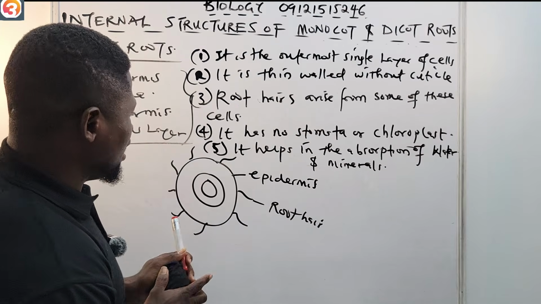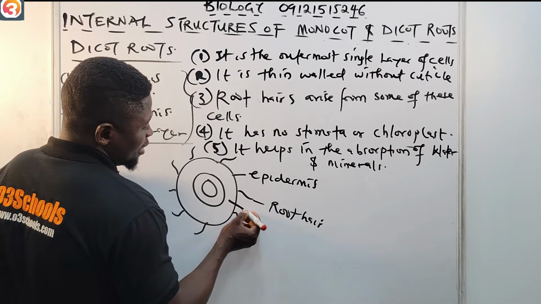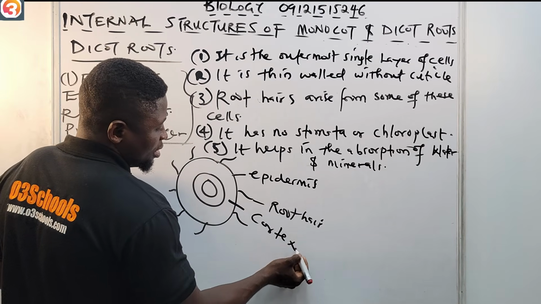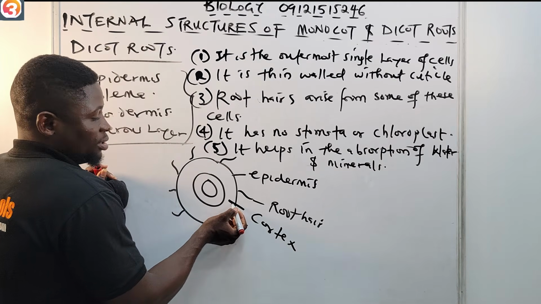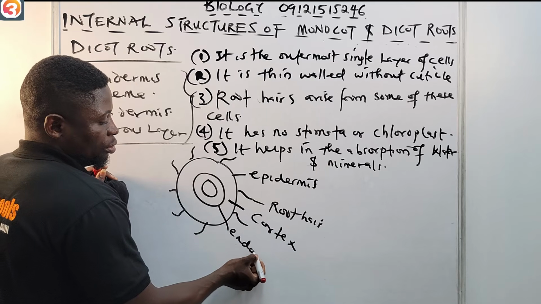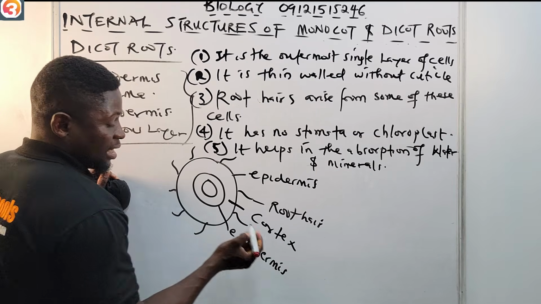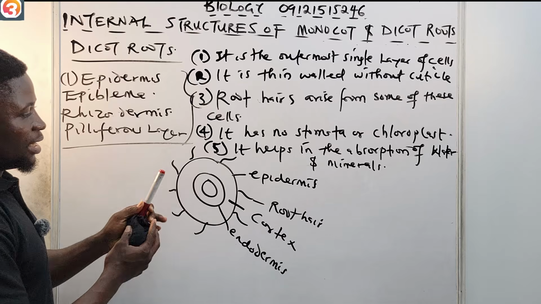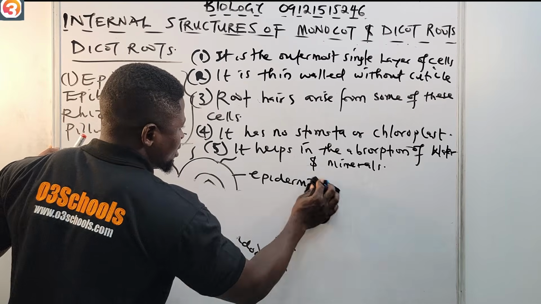Very, very important. After the epidermis, the next part to look at is the cortex. Just after the epidermis, you see the cortex, then the endodermis. We're going to take them in that order, so let's look at the cortex.